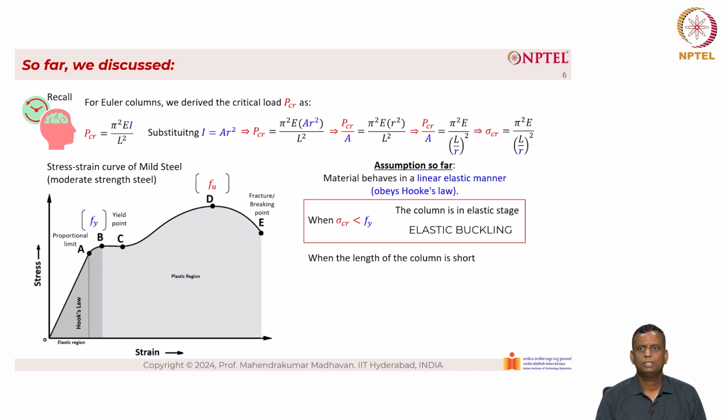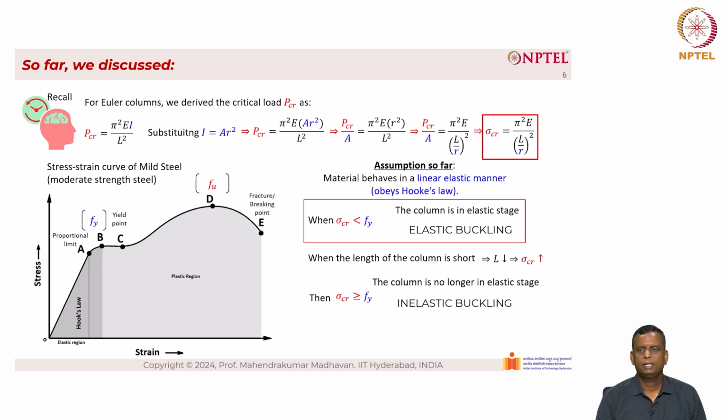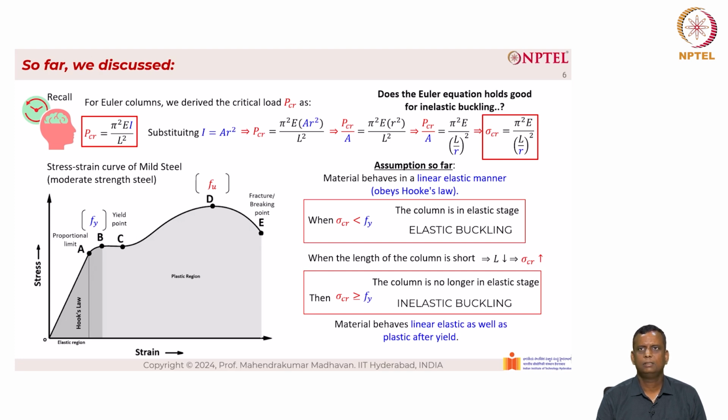When the column is short, what happens? When the length of the column decreases, the sigma critical increases, as you can see from the expression at the top. Then sigma critical is greater than Fy. The column is no longer in elastic stage. It leads to what is known as inelastic buckling. The material behaves linear elastic as well as plastic after yield. Does the Euler equation hold good for inelastic buckling is the question that we need to answer.